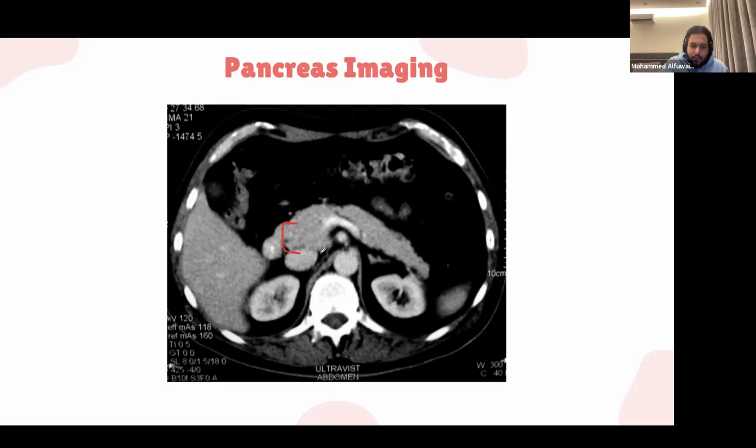This is the head of the pancreas over here. This is the body. The neck will be somewhere around here, and this is the tail. Again, it's mostly retroperitoneal, except the tail, which is connected to or inside the splenic ligament. Okay.